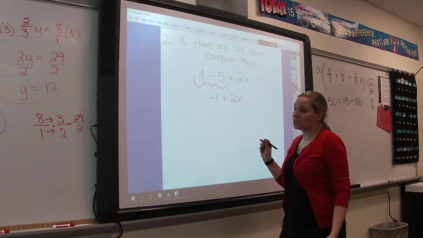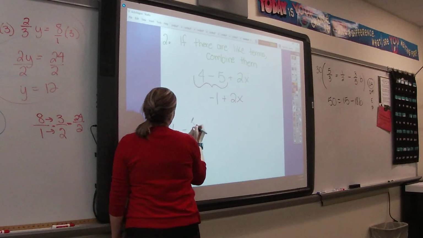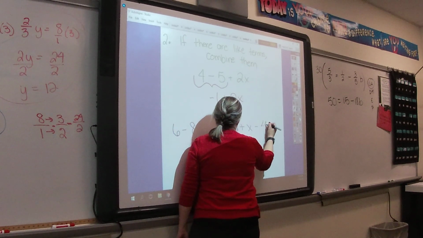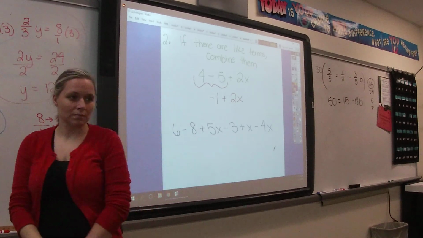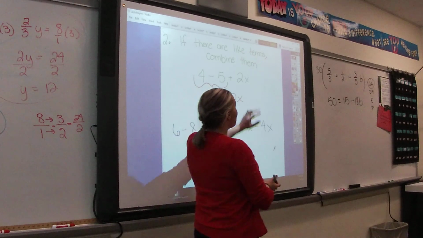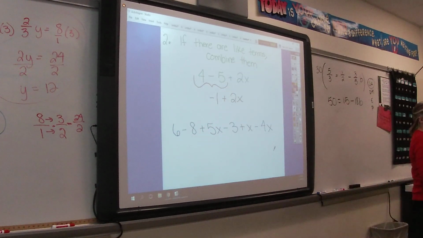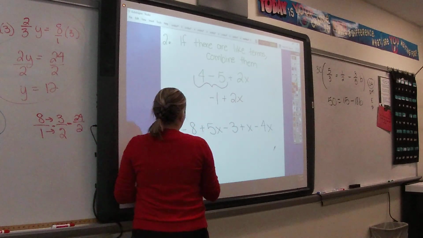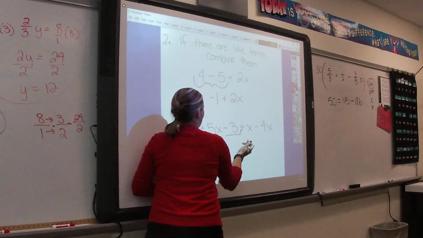Now, that could be something much more complicated. Right? The reason why we like to do this step is because it gets everything simplified, especially when we have a long problem. It can look super overwhelming until we combine like terms. So what like terms do we have up here? 6. 6, 8. And what does that become?